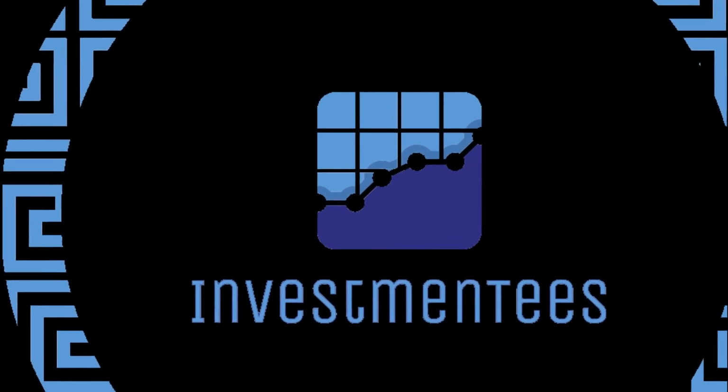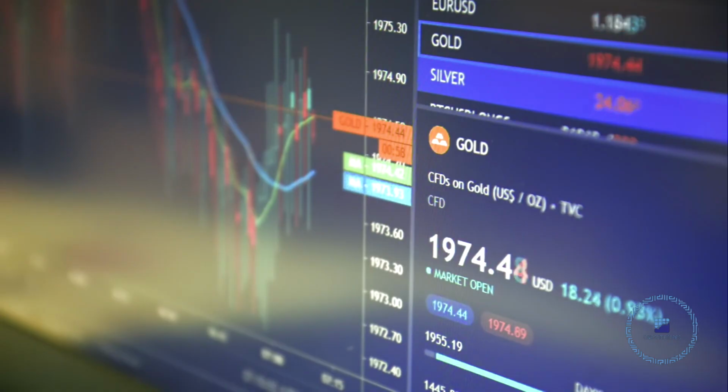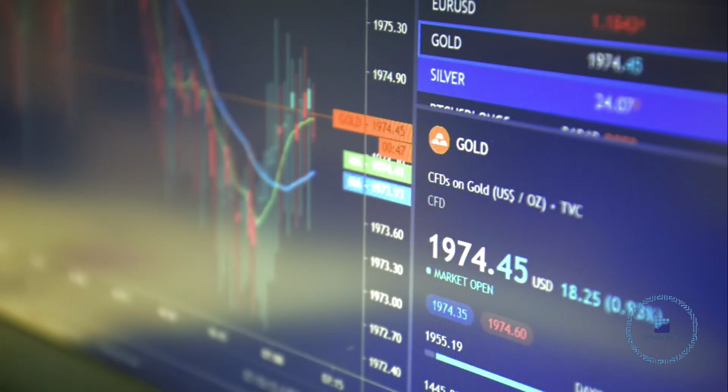Trading the gold-to-silver ratio standard. The gold-to-silver ratio, often shortened to GSR, is one of the oldest relative valuation tools used in financial markets.